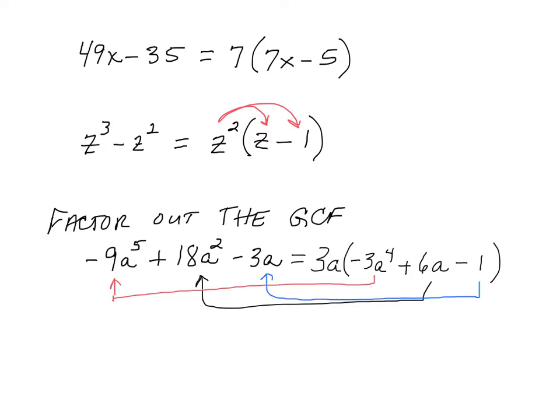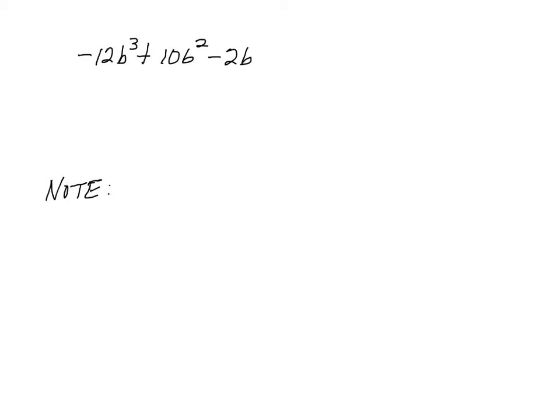If you multiply 3a times -3a to the 4th, you get -9a to the 5th. 3a times 6a is 18a squared. 3a times -1 is -3a. So we have just factored out the GCF. Do it again here. We have -12b cubed plus 10b squared minus 2b.